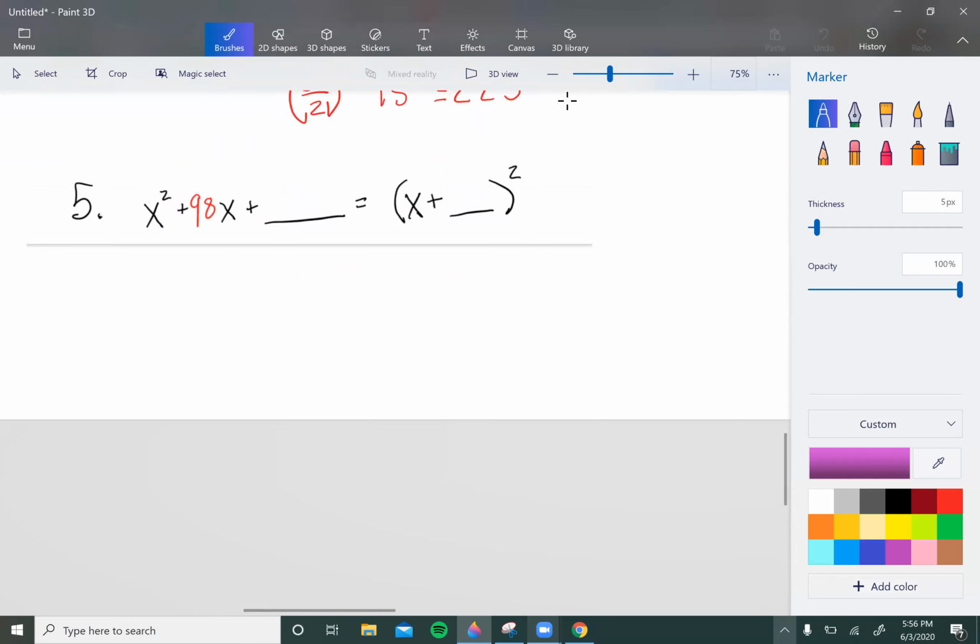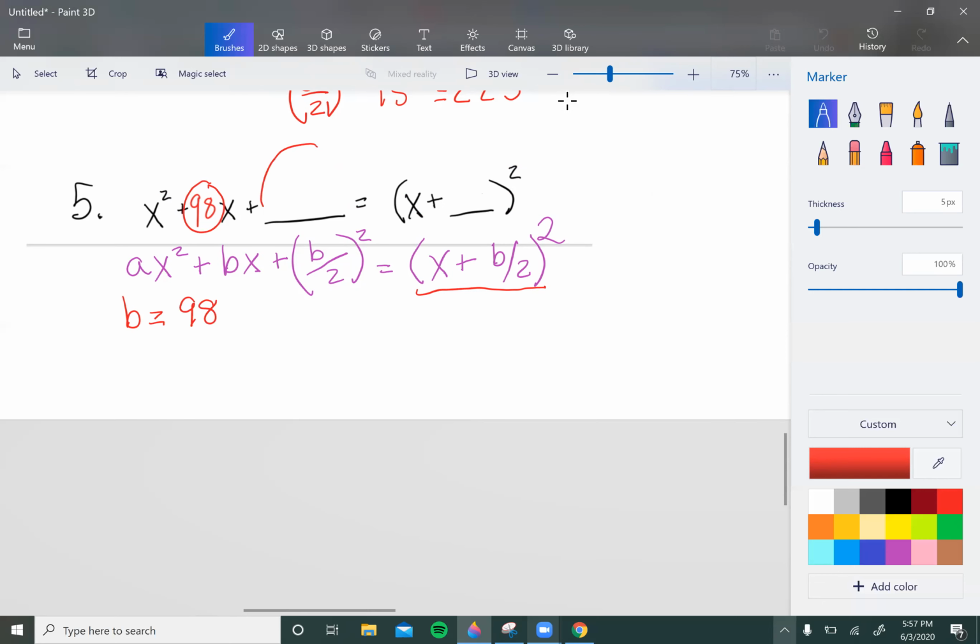Our formula is ax squared plus bx plus, instead of c, it's b divided by 2 squared equals x plus b divided by 2 squared. Now, just for reference sake, this is called a binomial. It's two variables in a parentheses squared. So, our b value is 98.